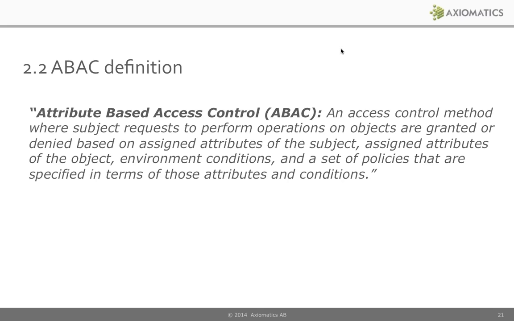And on this slide here in section 2.2, they provide a definition for ABAC, which sounds reasonable to us: an access control method where subject requests to perform operations on objects are granted or denied based on assigned attributes of the subject, of the object, environment conditions, and the set of policies that are specified in terms of those attributes and conditions. We might describe it in slightly different words, but certainly a spot-on definition.